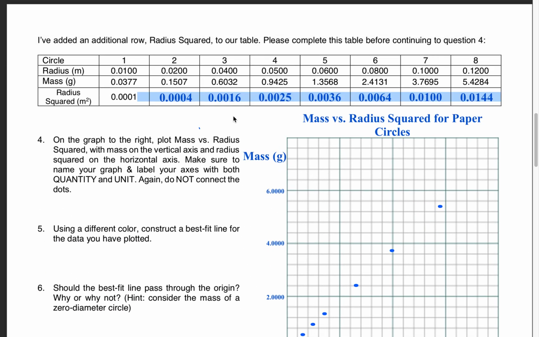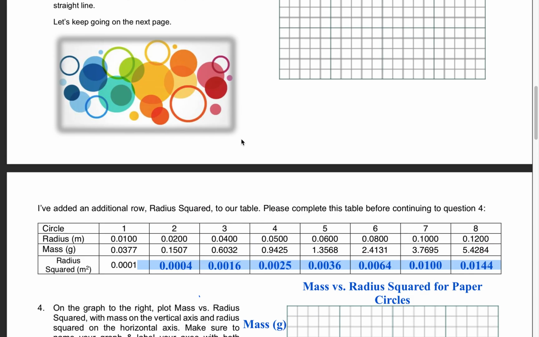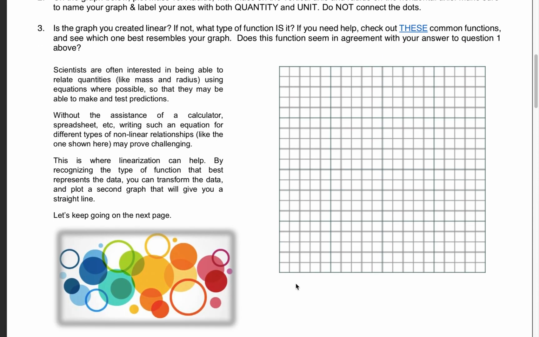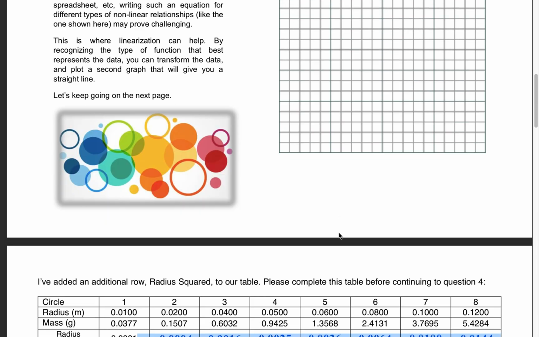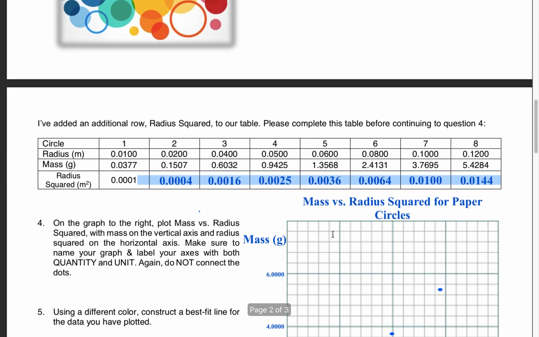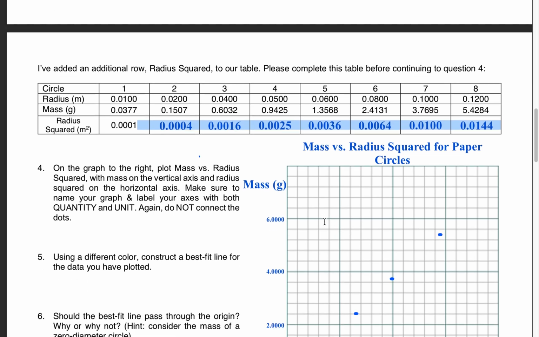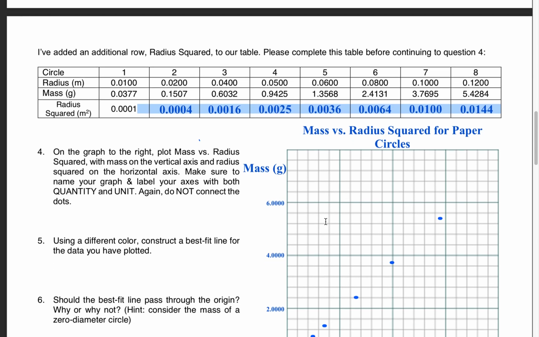Hello, and today we're going to be looking at the second part of the Pi Lab. In part one, you went through and created a graph, and you should get what looks like a quadratic graph. Today we're going to be talking about part two, these last four questions, the linearization part of it.